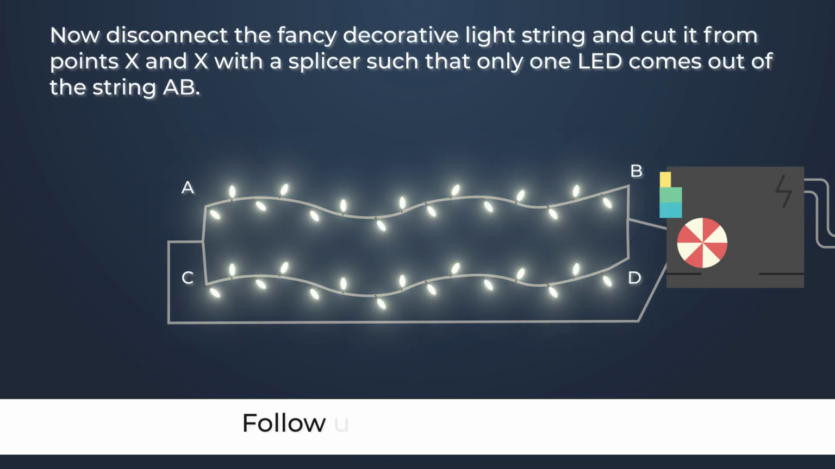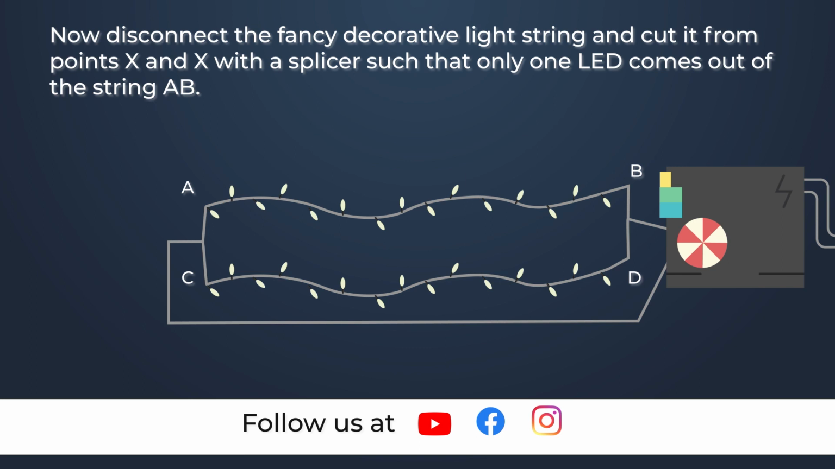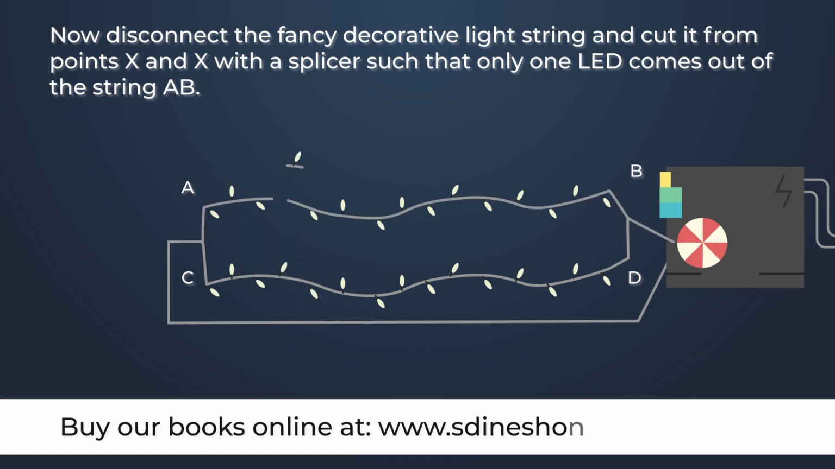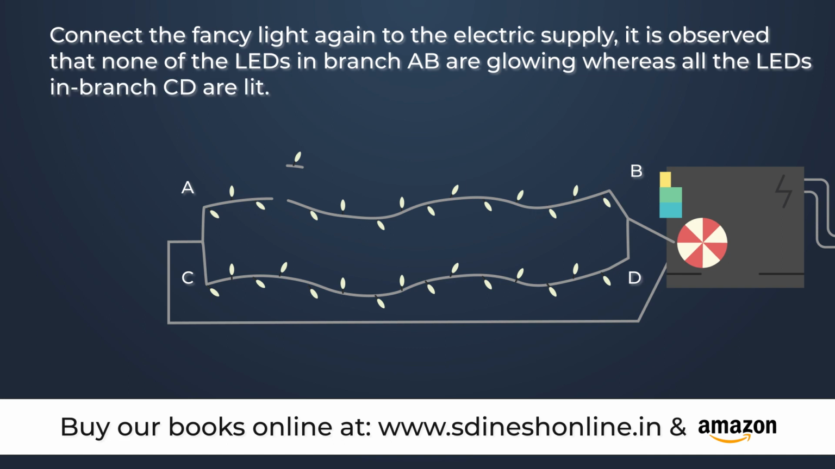Now, disconnect the fancy decorative light string and cut it from points X and X with a splicer such that only one LED comes out of the string AB. Connect the fancy light again to the electric supply.